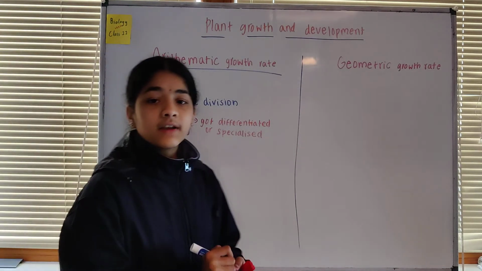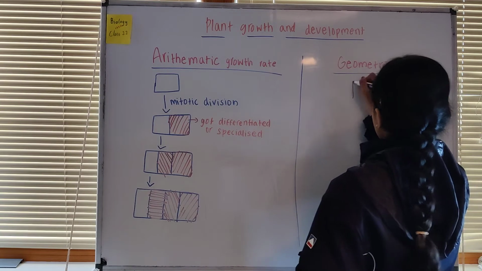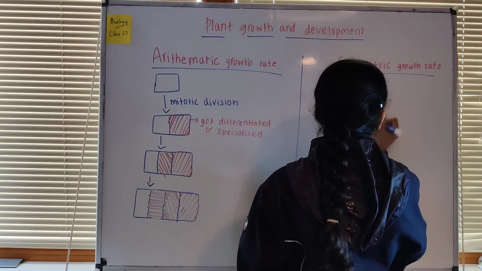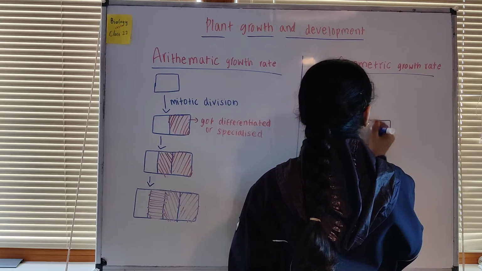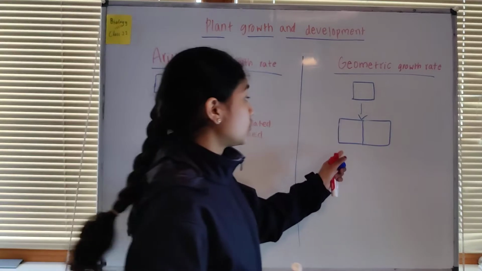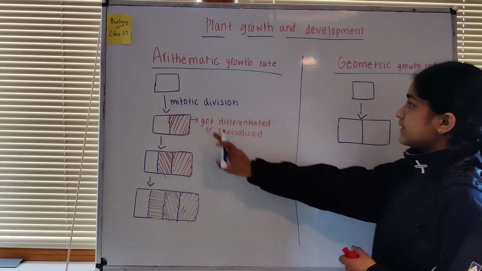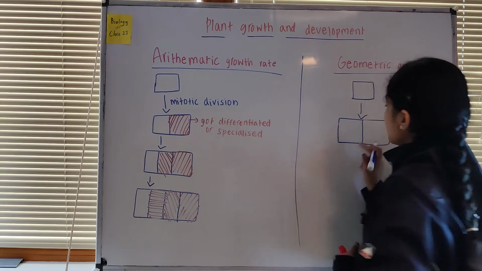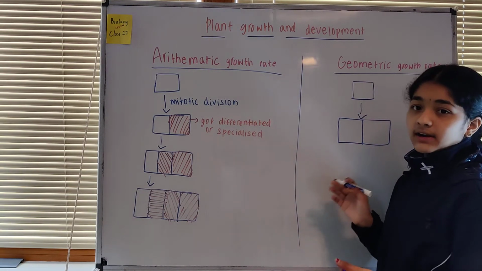Now let's take a look at the geometric growth rate. In geometric growth rate, we have a cell again. This cell divides into two daughter cells. And here, unlike in arithmetic growth rate where one of the cells is getting specialized, no cell gets specialized. So everything has the ability to divide.